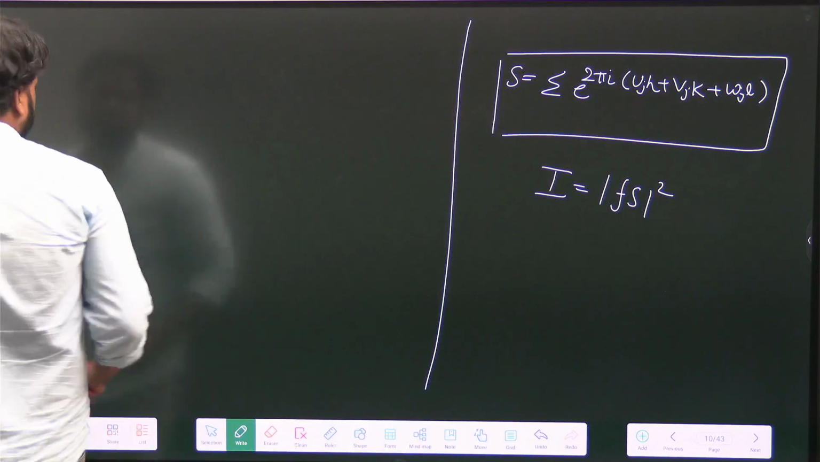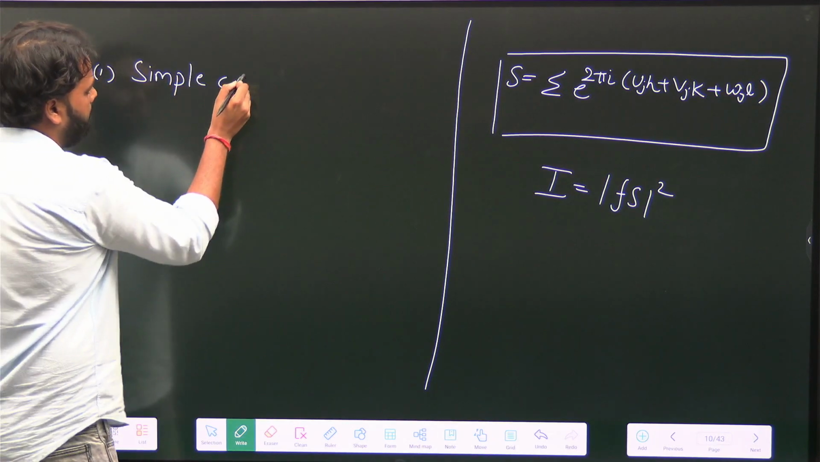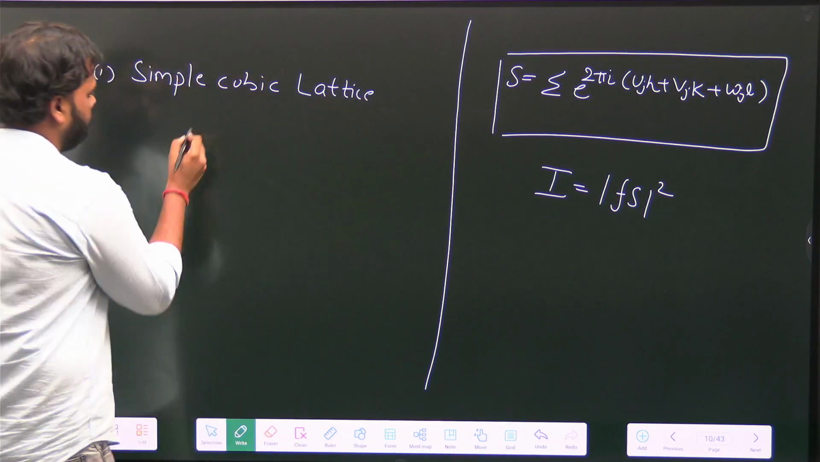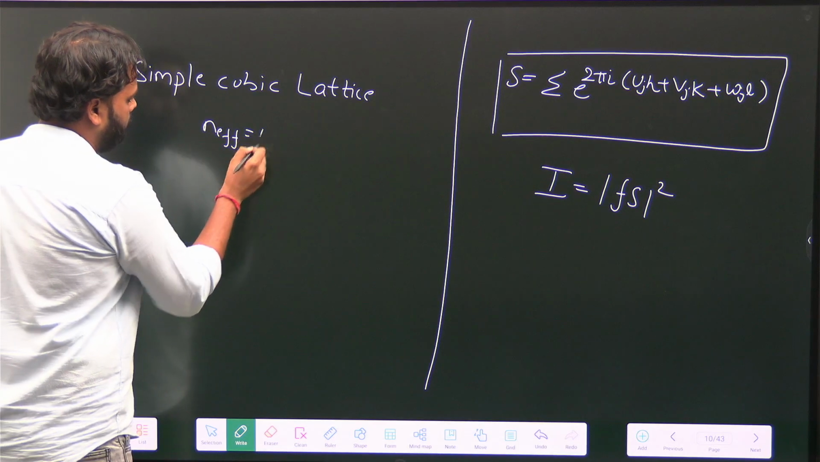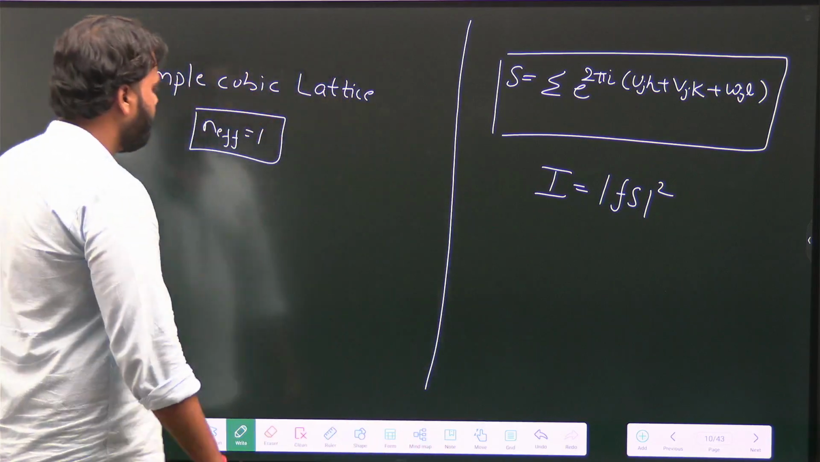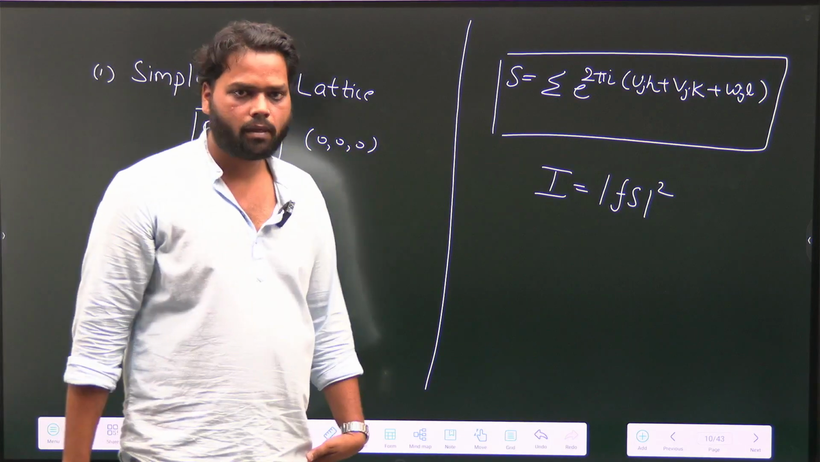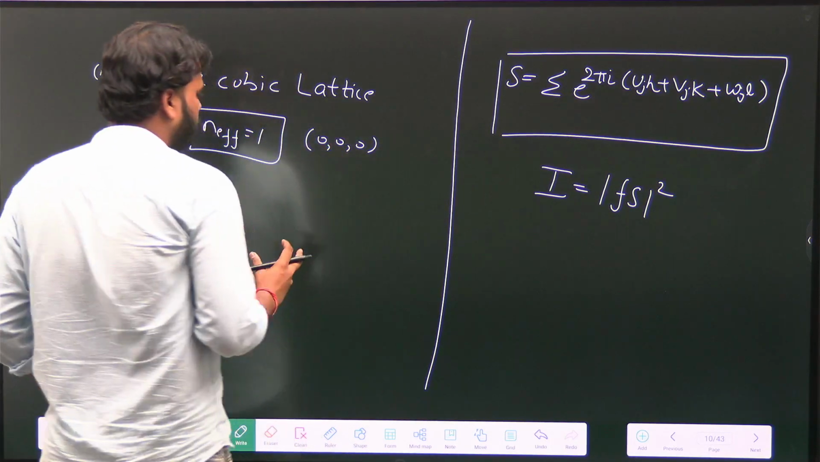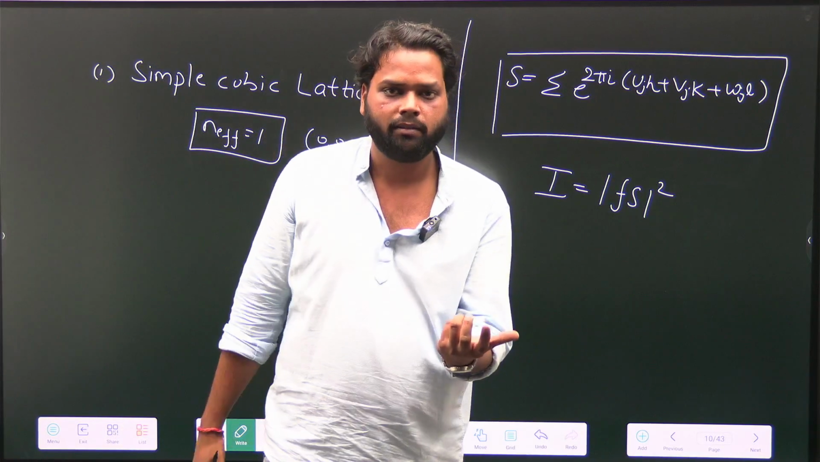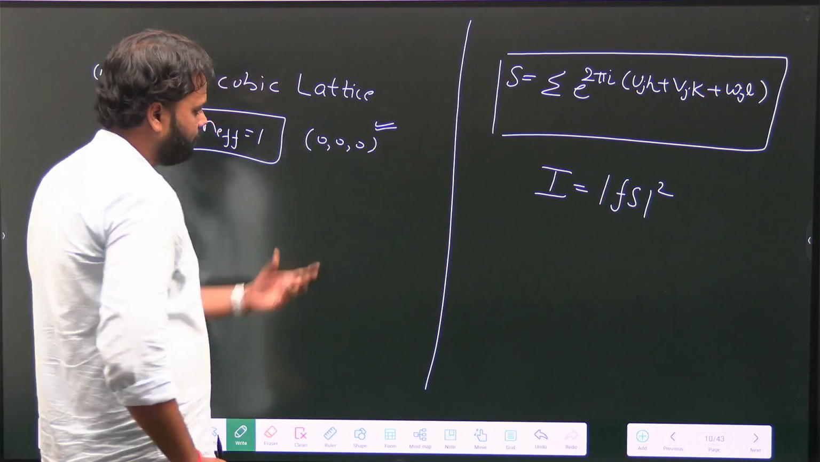So for the simple cubic lattice, what is n effective? One. That is, there is one atom present in the unit cell, obviously. Let's suppose this atom is present at the origin. Put it at 0 0 0, what's the problem? And obviously when there is one atom, whichever way you look at it, it will be found at the origin. Now the whole game is of these coordinates, 0 0 0.